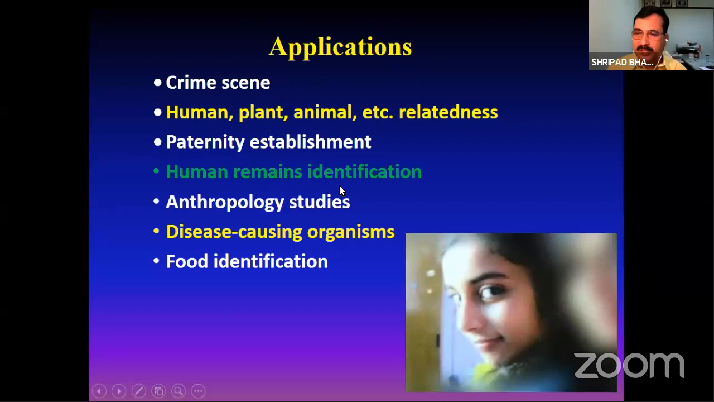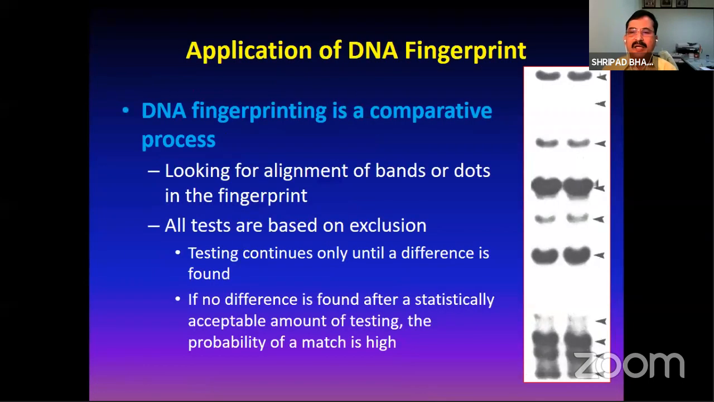Human remains identification, we'll see some examples. Anthropological studies, disease-causing organisms, and food identification, we can use those DNA fingerprints. Here, remember one thing. When you talk about DNA fingerprint, the basic principle is that you will match one band, this is your known, with the unknown, then you will match every band one by one and try to find out whether there are any differences. If there are no differences, then they are the same. If there are differences, then they are not.